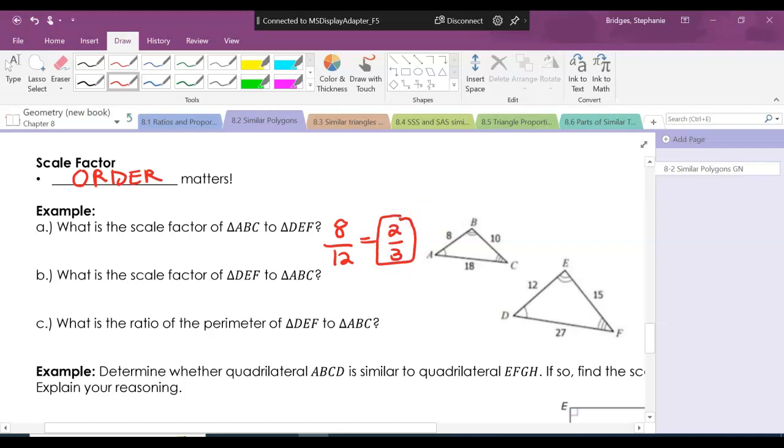You will be asked for the scale factor on your quiz. You need to make sure you are listing the correct sides together and that you reduce it if possible.